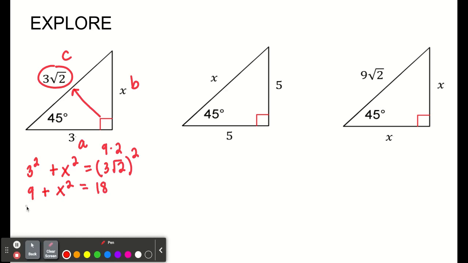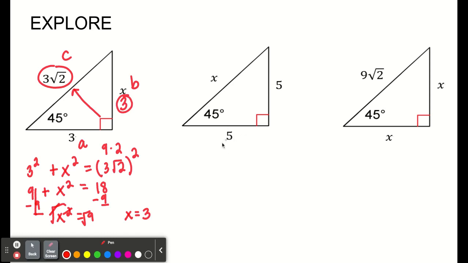So to solve for x, we subtract 9 on both sides. We get x squared is equal to 9. We can square root both sides. Remember, when you square a square root, they undo each other, leaving us with just the radicand. So x is equal to the square root of 9, which is 3. So for this leg here, we get 3 as our answer.